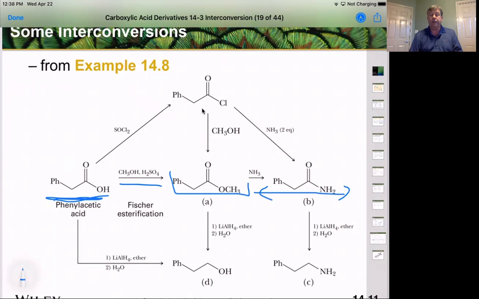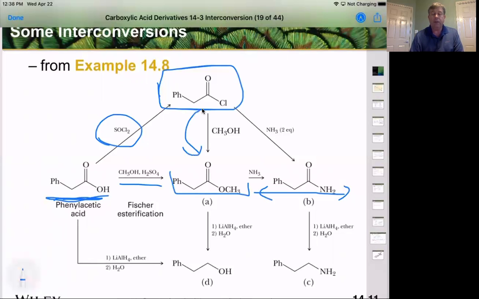Okay, so if we have our carboxylic acid and we want to convert it to a more reactive species, we have to use thionyl chloride to create our acid chloride, our most reactive species. And then by reacting with an alcohol, we can generate the ester, or reacting it with two equivalents of the amine, because remember it creates HCl and we have to neutralize that acid with a base. We can generate one equivalent of our amide.